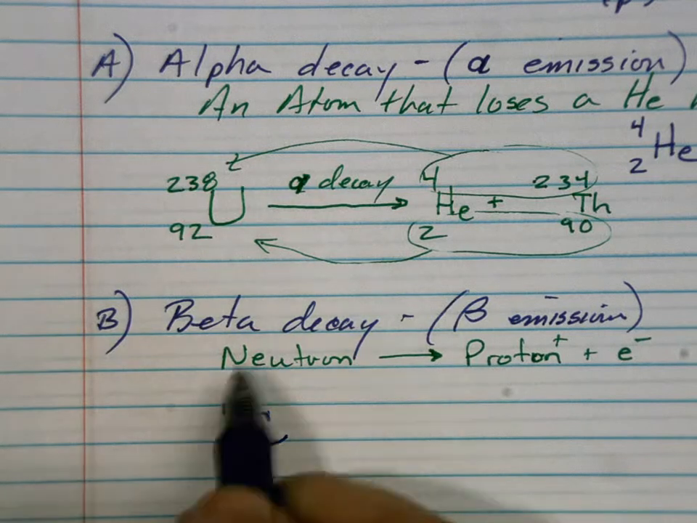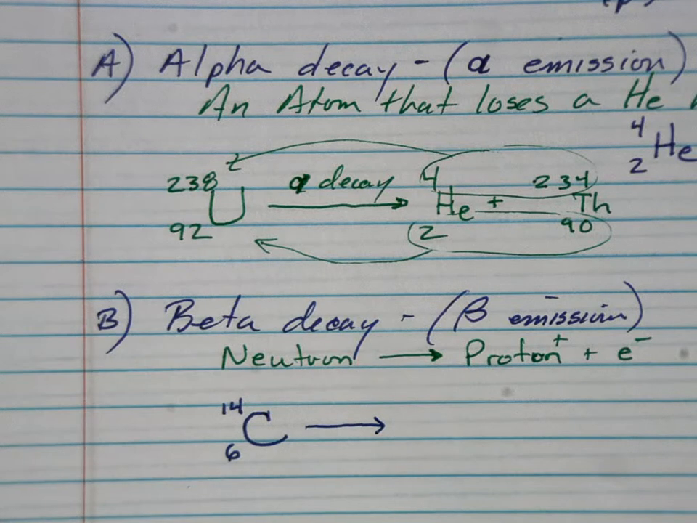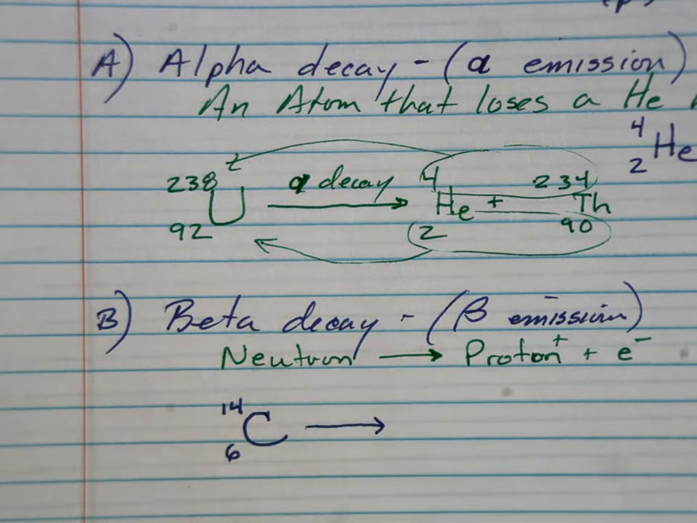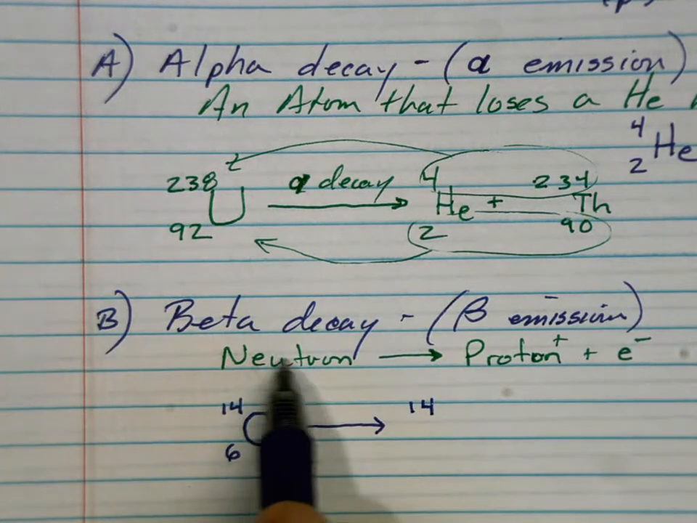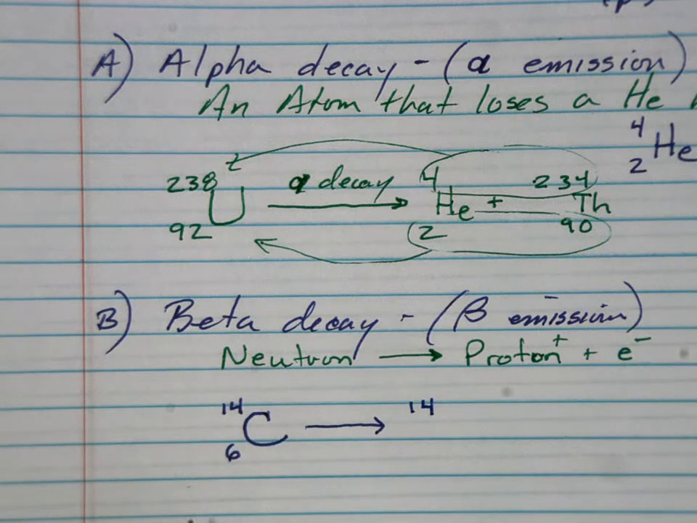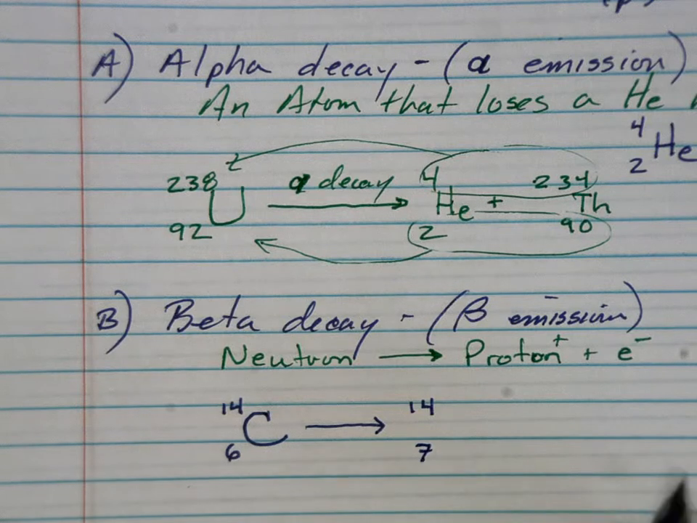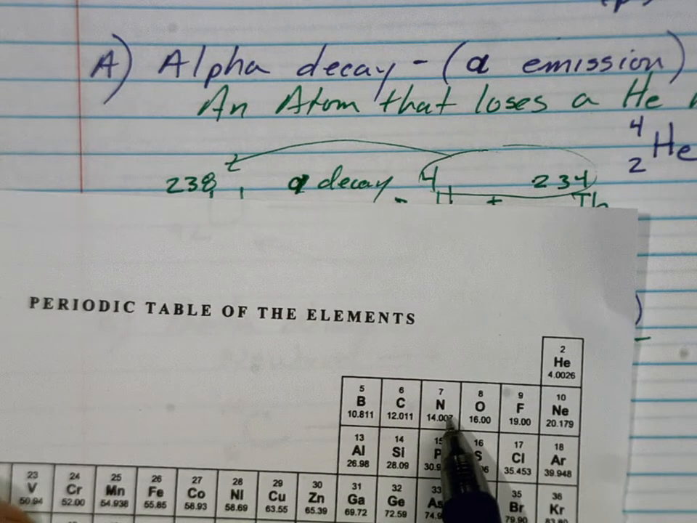Since one of these neutrons converts into a proton, we're not going to have a change in mass. The mass is going to be the same because a proton has the same mass as a neutron. So we still have the same mass number. But since one of the neutrons has changed into a proton, the number of protons increases by 1. The new atomic number becomes 7. When we look on our periodic table to see what element has an atomic number of 7, it's our friend nitrogen right up here.